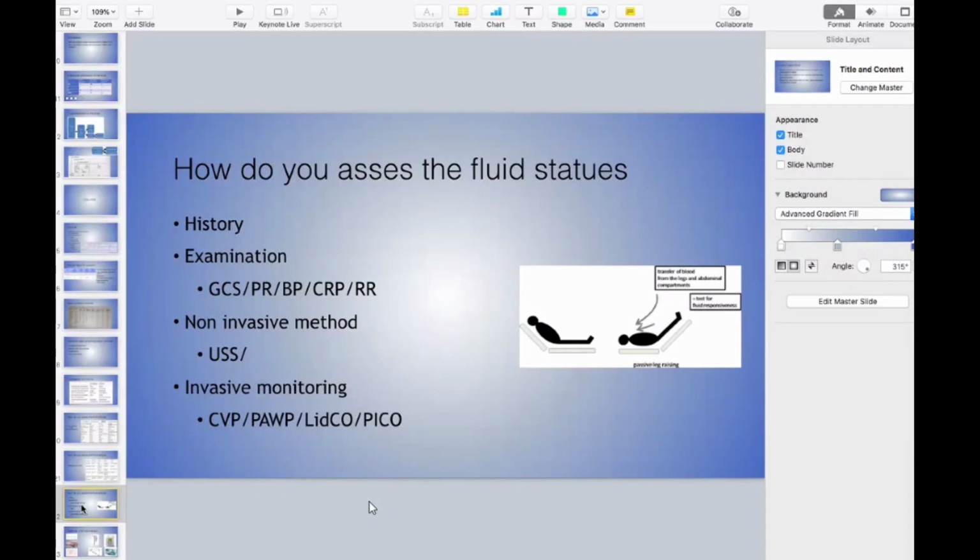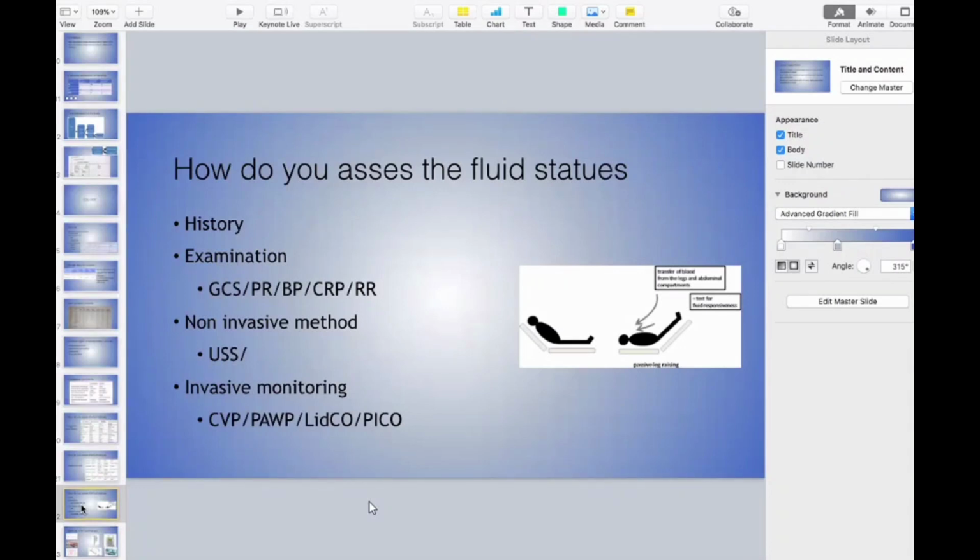If you examine the peripheries in severe shock children or hypovolemic children, you will see the peripheries are very cold. With your fluid resuscitation, you will see that the peripheries are improving. Okay, so those are your clinical parameters. Another one is urine output. So those are your clinical ones. Okay, so in addition to that, you can use invasive methods too.